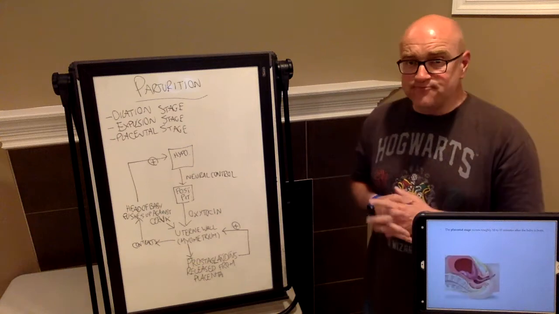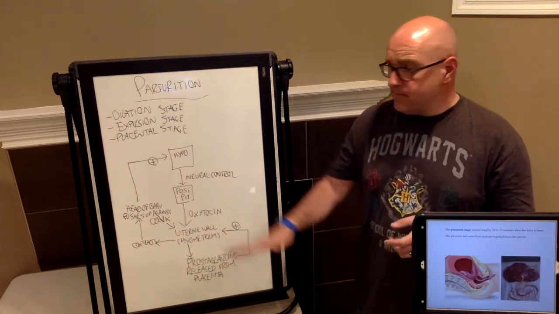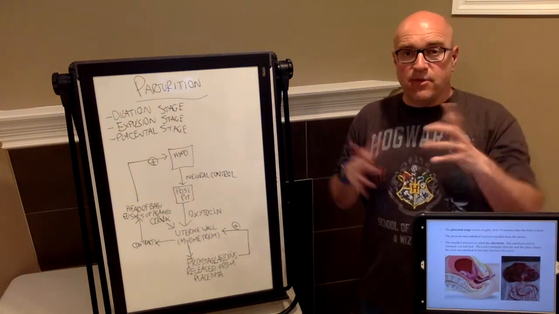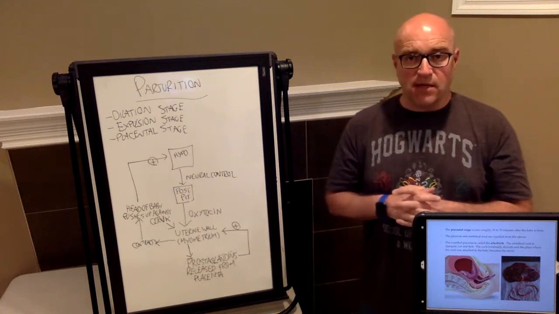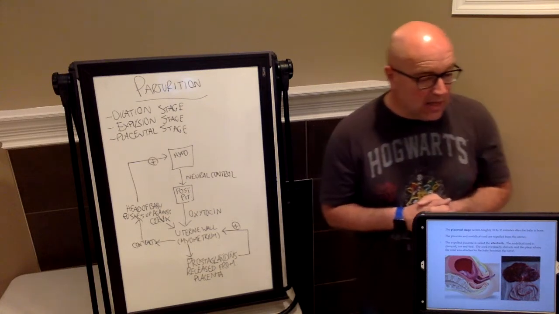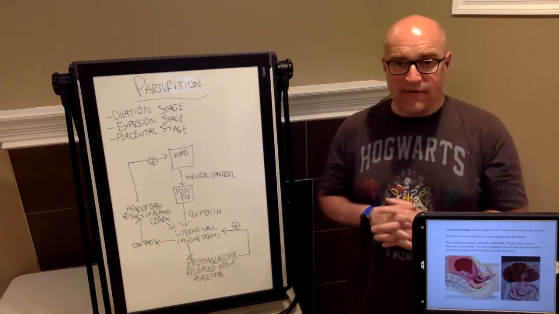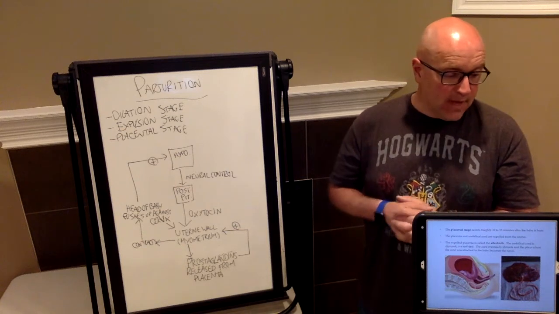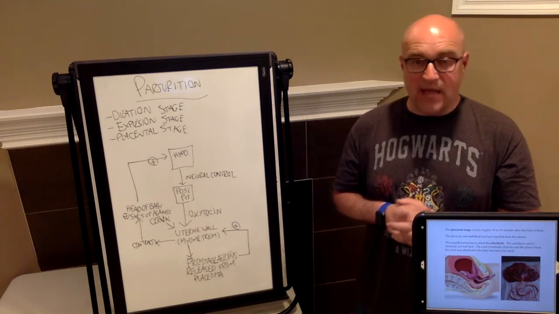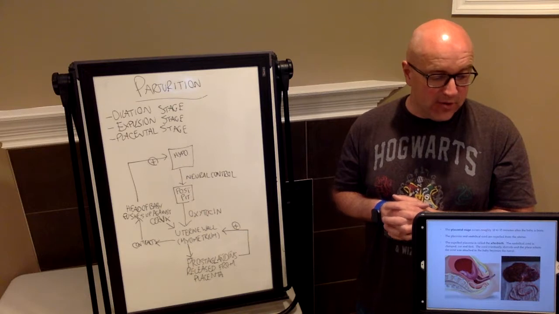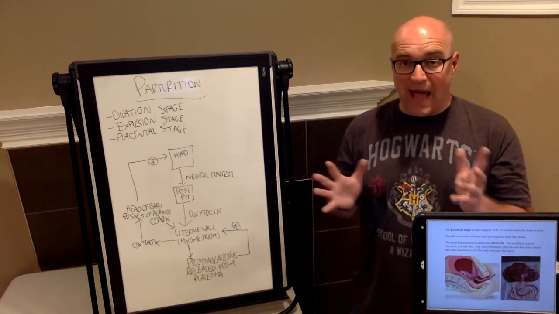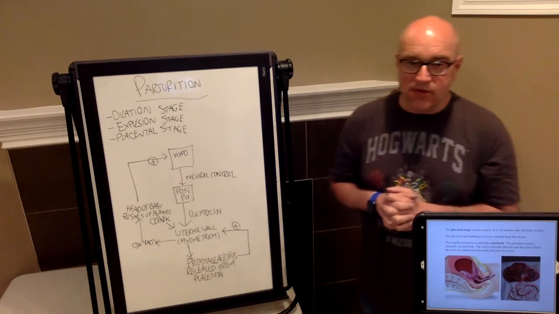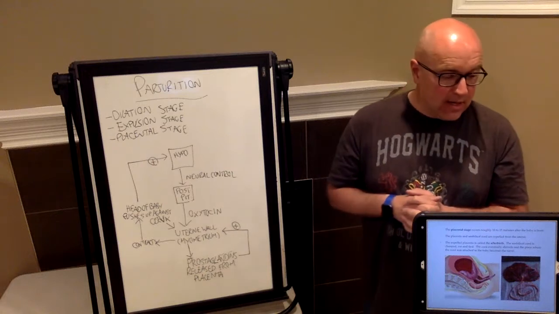The last stage, once the baby is born, is the placental stage. The baby's born now. Now the placenta has to get out of the uterus as well. That's going to occur roughly 10 to 15 minutes after the baby is born. The placenta and the umbilical cord will be expelled from the uterus. This is now referred to as afterbirth once it exits the uterus and the birth canal.